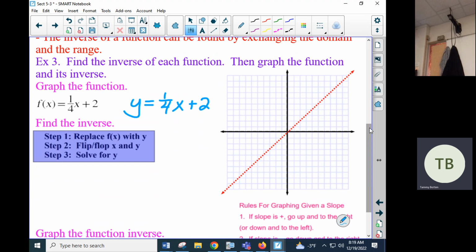So what we're going to do is we are going to graph this line. Its slope is 1/4. Its y-intercept is 2. Okay, so we're going to go up to the y-intercept, which is 2, and we're going to go up 1, over 1, 2, 3, 4. Up 1.